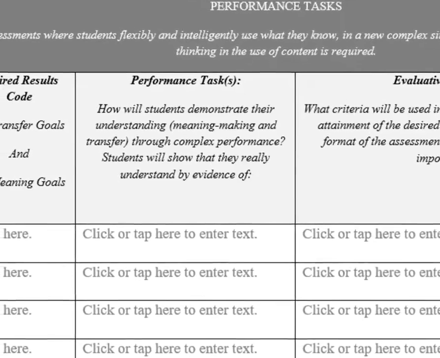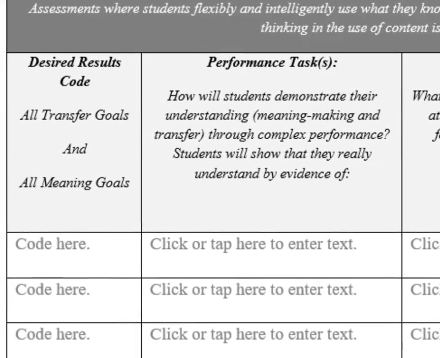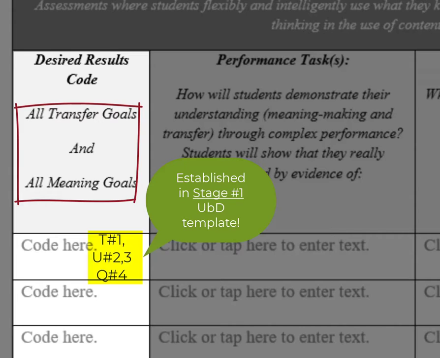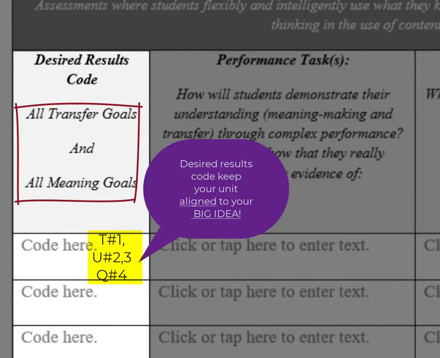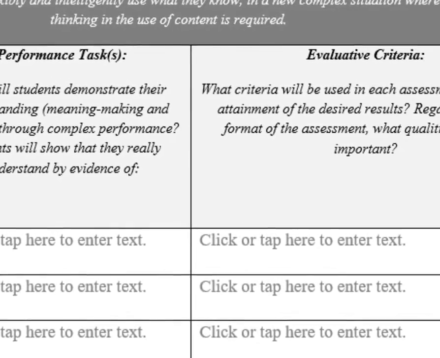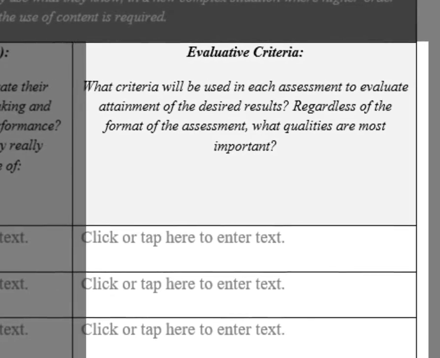In the first column of the performance task, the unit designer will enter all of the associated transfer goals and meaning goals. These goals and codes were identified in Stage 1 of our UbD template. To revisit the transfer and meaning goals in more detail, please refer to the first video in this workshop. By linking the transfer and meaning goals to the performance task, the course designer can ensure they're staying relevant to their unit's big ideas and goals. Finally, evaluative criteria focuses on assessment of the criteria needed to evaluate the desired outcomes.